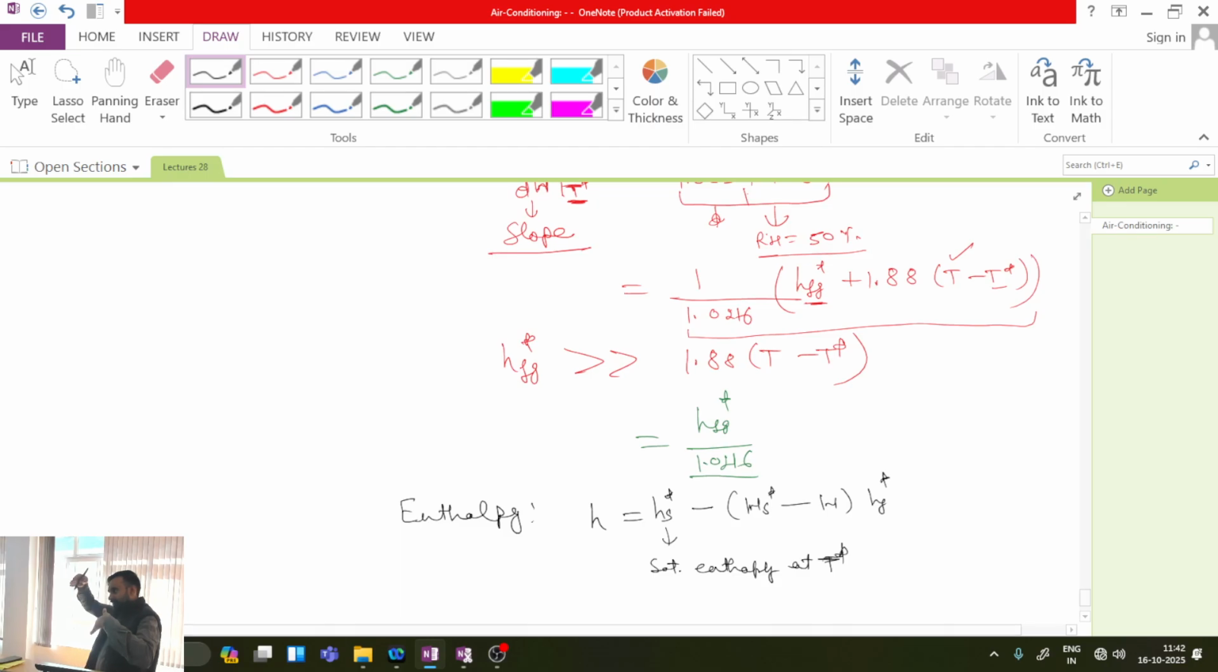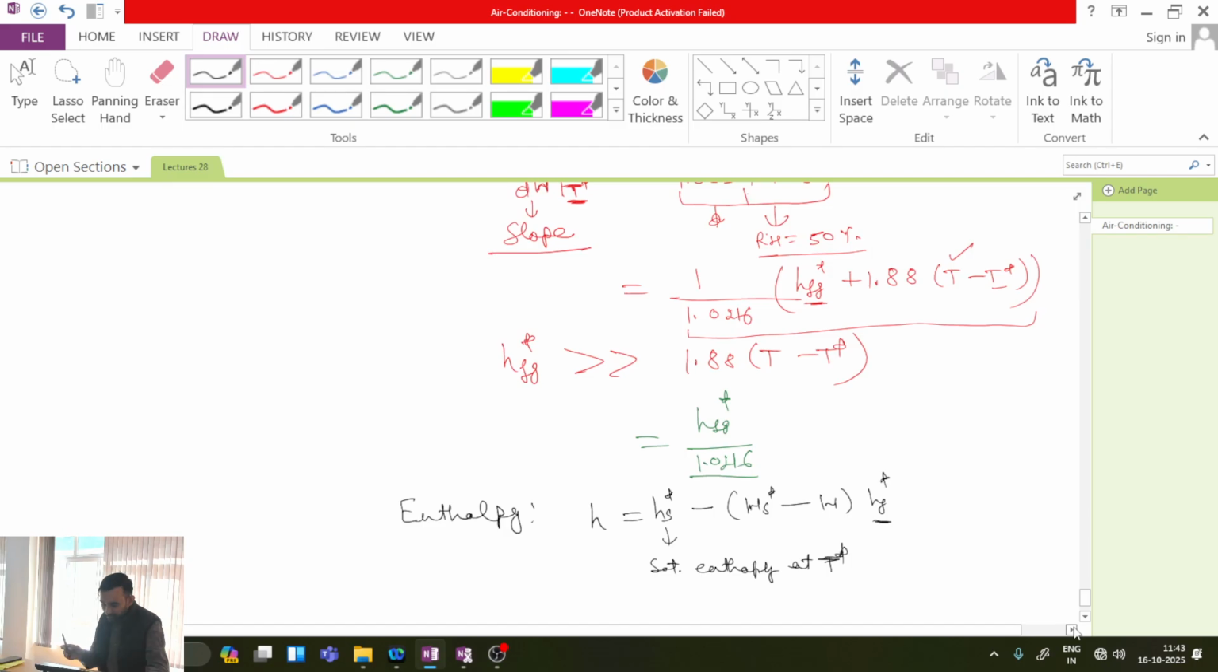And what is HF? Saturated liquid enthalpy. This is saturated vapor enthalpy. This is saturated liquid enthalpy at T star, and WS star is specific humidity at T star. Saturated humidity at T star. All are clear with this point?